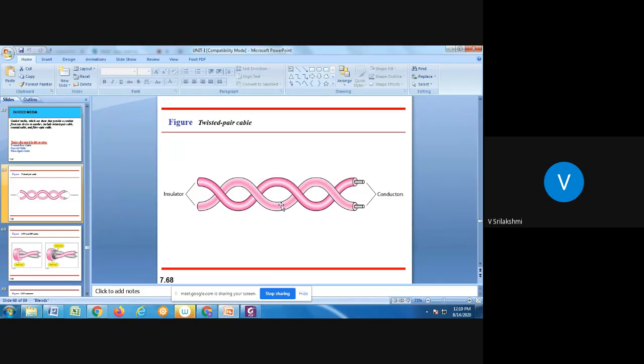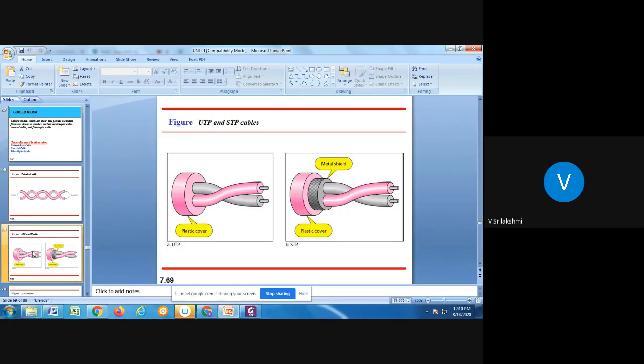Okay, so coming again, the twisted pair can be divided into two types: UTP and STP, that is UTP cables and STP cables. UTP stands for unshielded twisted pair, whereas STP stands for shielded twisted pair. S stands for shielded, U is unshielded, and TP is twisted pair.